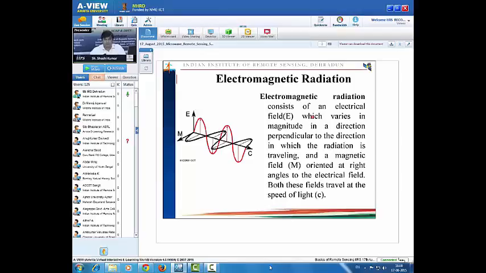So first of all, as we know, each and every remote sensing technique is based on electromagnetic radiation. So we are going to start with the electromagnetic radiation. Electromagnetic radiation consists of an electrical field E which varies in magnitude in a direction perpendicular to the direction in which the radiation is traveling, and a magnetic field M oriented at right angles to the electric field. Both these fields travel at the speed of light. Here in this diagram we can see that E is representing the electric field vector, M is representing the magnetic field vector. Both are perpendicular to each other and mutually perpendicular to the direction of propagation of the electromagnetic wave, that is C.